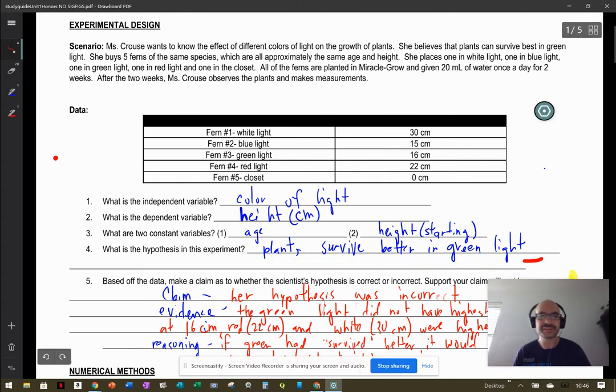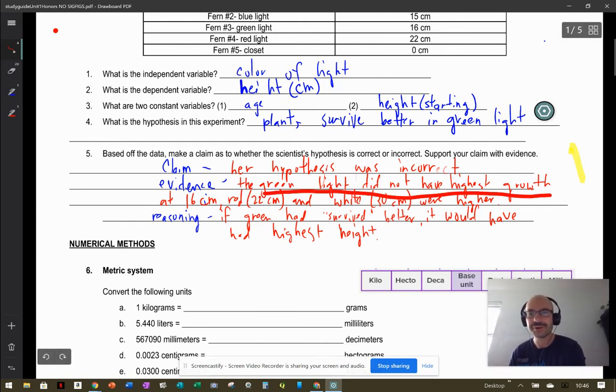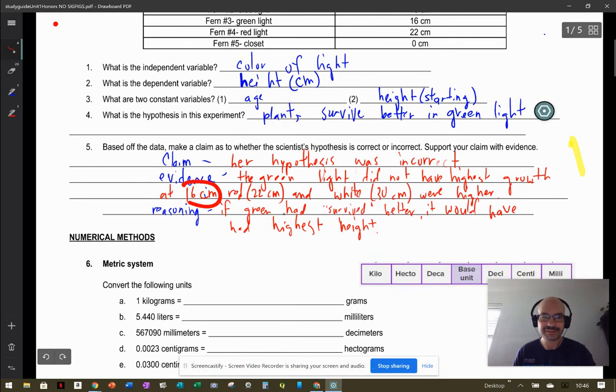Her hypothesis is that the plants will survive better in green light. So when we're doing a claim, evidence, reasoning, our claim is going to be just stating very clearly whether we agree or disagree with the hypothesis. So her hypothesis was incorrect, and we need to say why. We need to give evidence. So I'm pointing out the green light did not grow the highest at 16 centimeters, and I'm citing what its height is. Red, which had 22 centimeters, and white, which had 30 centimeters, were higher. That's pretty good evidence to bolster your claim.